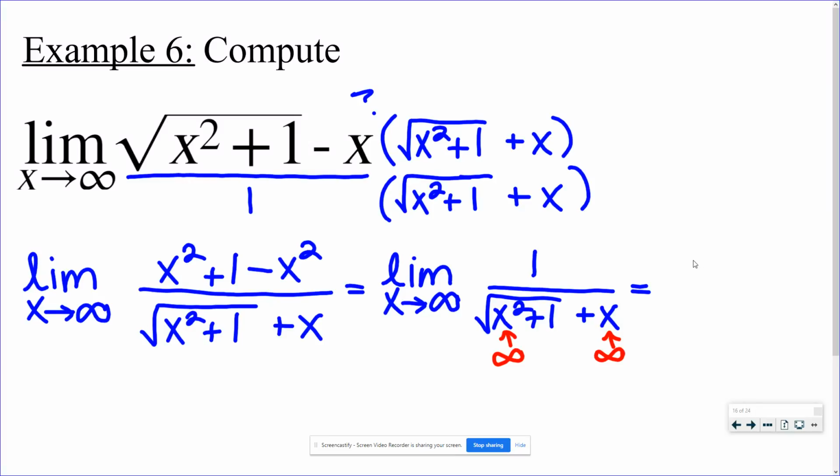So essentially what I'm dealing with is 1 over some really big number. Okay? We've had this situation arise before. And 1 divided by a really big number is going to take you to a number that is really close to 0. So 0 would be your limit.